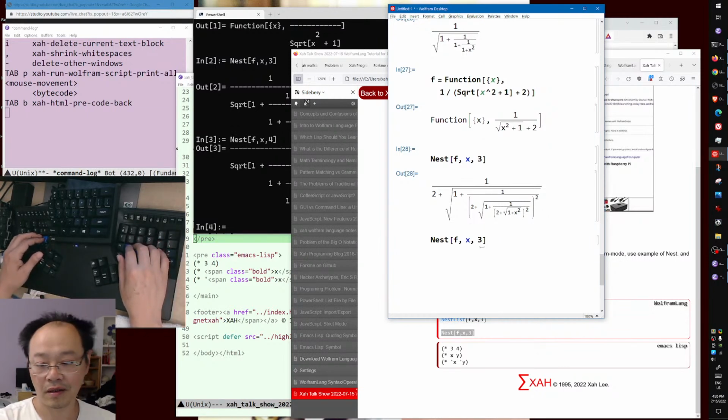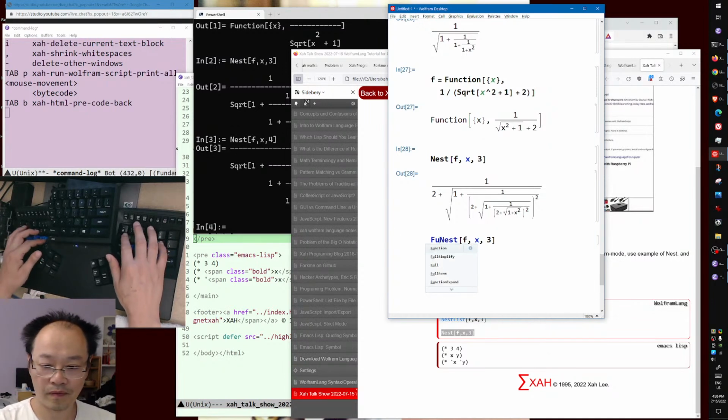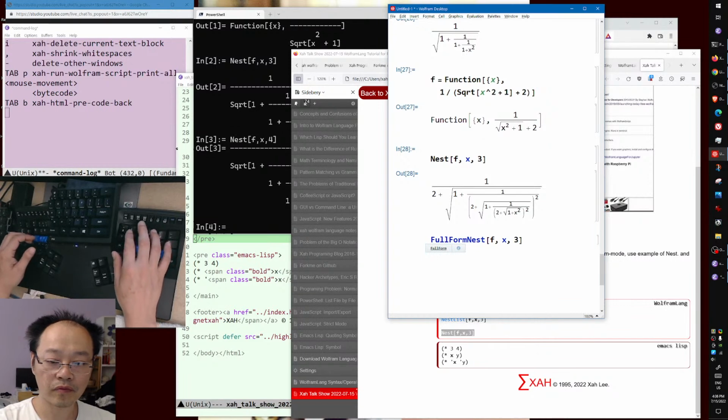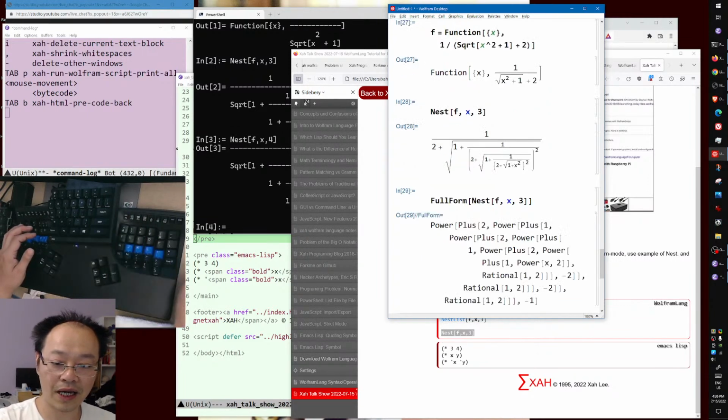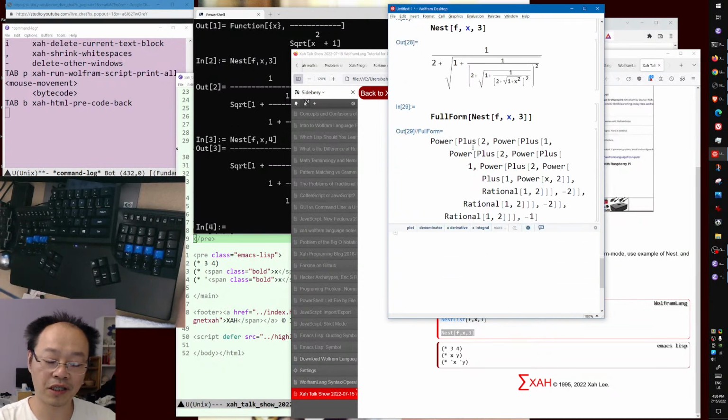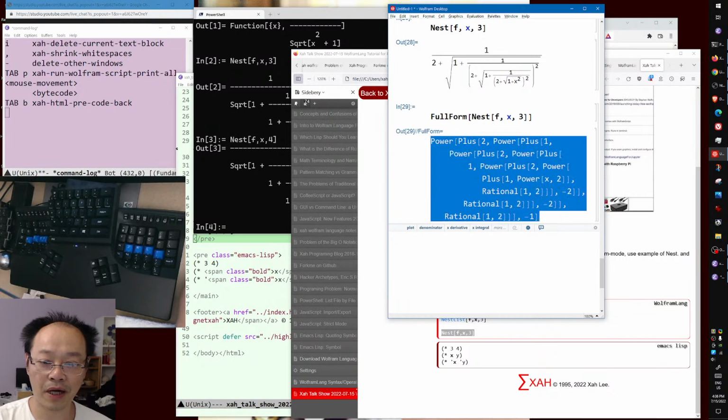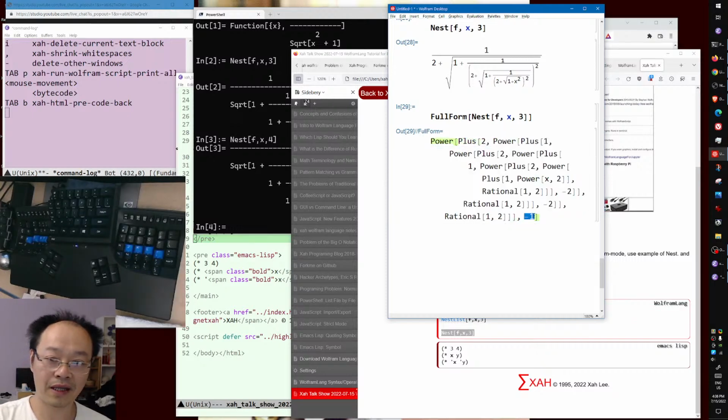So you can see the actual expression. You see, this is the fully nested syntax. So you got power, plus something, plus 2, plus power. You see power over -1. That's the inversion, 1 over something. The full form is, let me show you, okay?